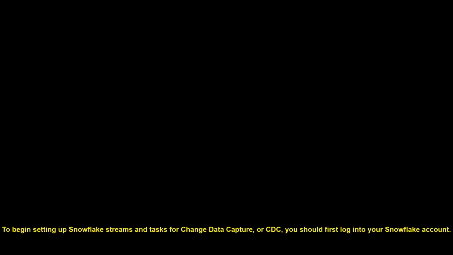To begin setting up Snowflake streams and tasks for Change Data Capture, or CDC, you should first log into your Snowflake account. Choose the correct database and schema where you will work on your data. Next, create a stream on the table you want to monitor for changes. You can do this by executing the command to create a stream, specifying the source table and any desired options. Once the stream is created, verify its status by querying the information schema for streams.